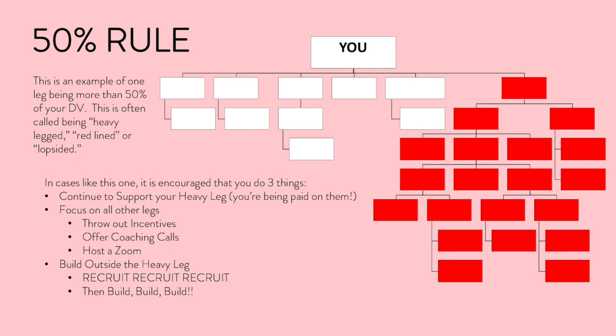Second thing is to focus on all of those other white boxes, right? Focus on all the other legs. Throw out incentives to them, offer coaching calls to them, host a Zoom, maybe do a team pop-up for them, but focus on all the white boxes. And then the third thing is build outside that heavy leg. Okay, you got to recruit, then build. And that will help you get out from under that redlined, heavy-legged or lopsided side of your organization.